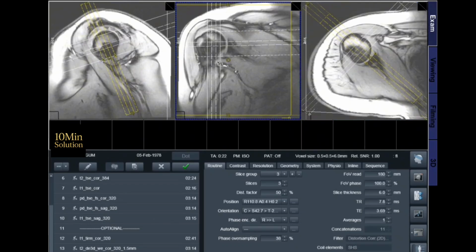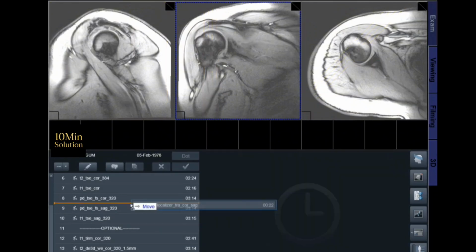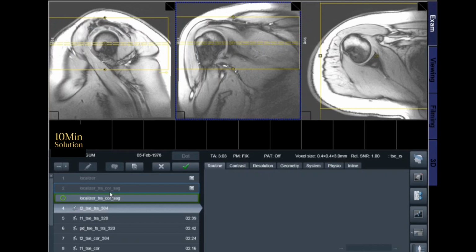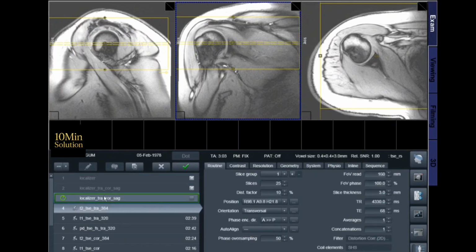Patient preparation and positioning. The patient is positioned supine, head first into the scanner. The right shoulder should be centered at the isocenter of the magnet. The arm is kept in neutral or slight external rotation, with the elbow resting comfortably at the side.